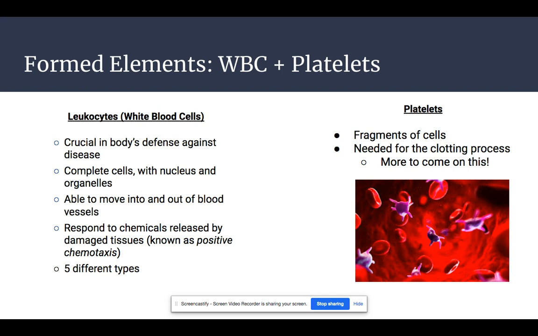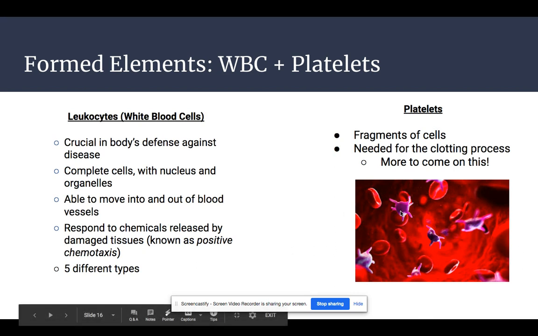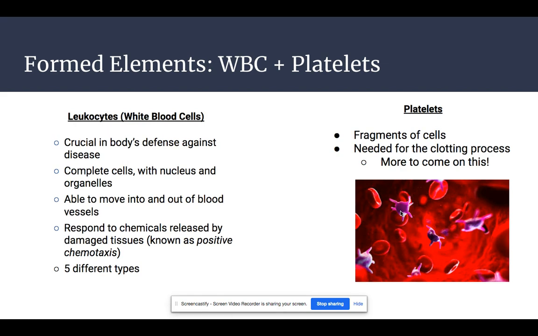And lastly, you've heard me mention this word a few times, we have platelets. So platelets are the fragments of cells. You can see there are these little purple guys floating around here. And they're just little portions of cells that are going to be used for the clotting process, which I said before is called hemostasis. And we're going to spend a class period on learning about that process of blood clots in the coming weeks.